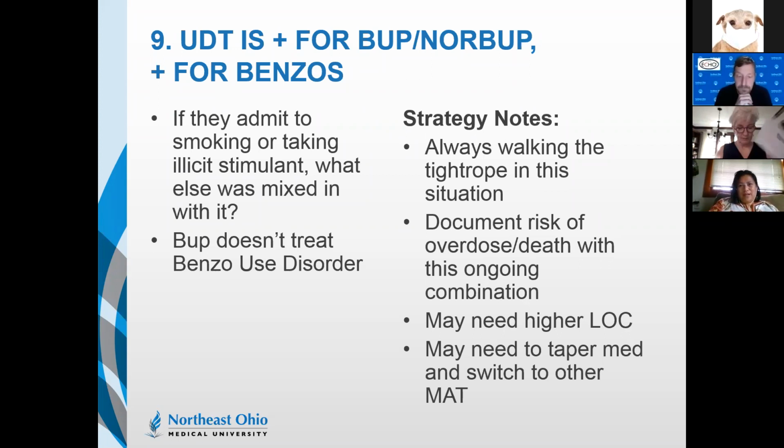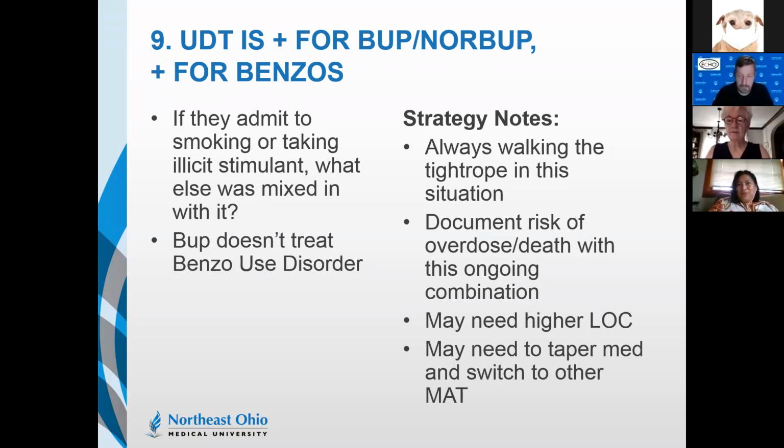Again, it's possible that the buprenorphine just is not the thing for them. They might need Vivitrol injections. They might need to go to a methadone clinic. So they just might need something else. So this is sort of, I get to that point sometimes with these clients where I'm like, look, what we're doing, it's not working out.